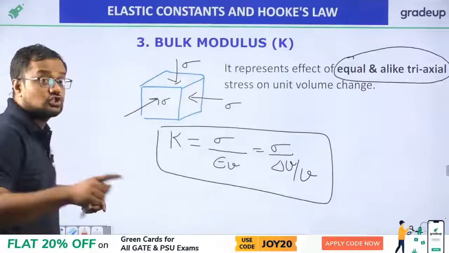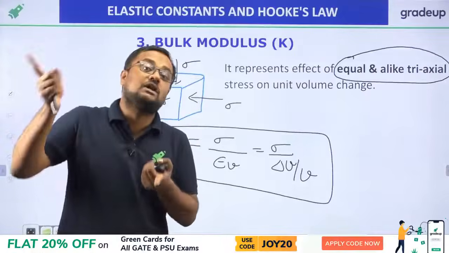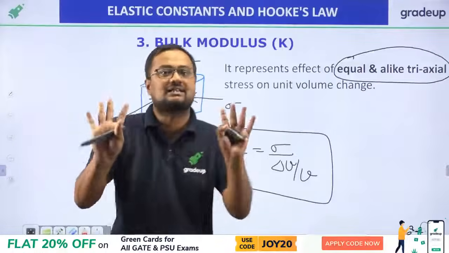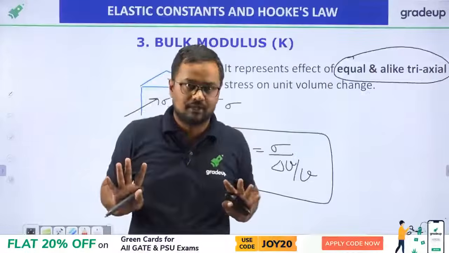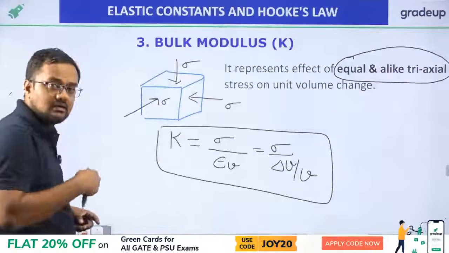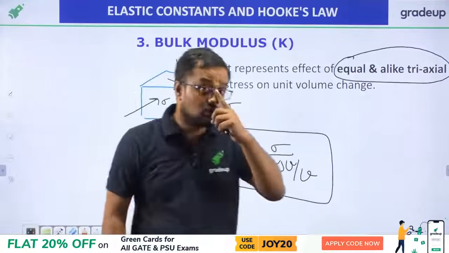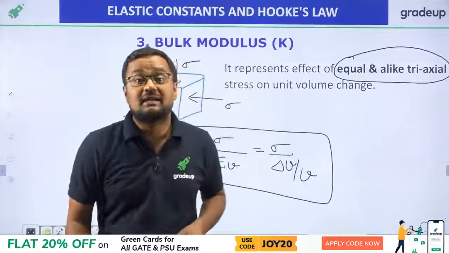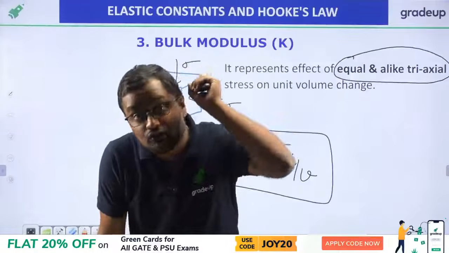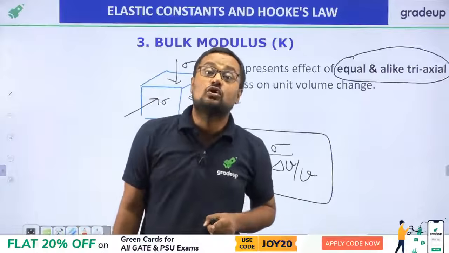I am again saying, bulk modulus is only defined for equal and alike triaxial stresses. All three stresses should be the same. There must be three stresses and they must be of the same magnitude. They can be tensile also, but then all three should be sigma, sigma and sigma. So bulk modulus is only defined for equal triaxial stresses, and sometimes in fluid mechanics, when you are dealing with bulk modulus, it is also called hydrostatic stress.